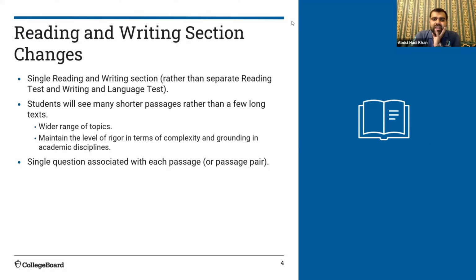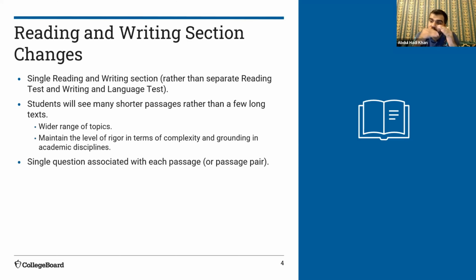So let's now see what exactly is changing in the reading and writing section. Initially, for English reading and English writing, we used to have separate sections. Now there's a single section for English. And what has really changed for good, and is in fact to the advantage of Pakistani students, is that we now have shorter passages instead of longer passages.